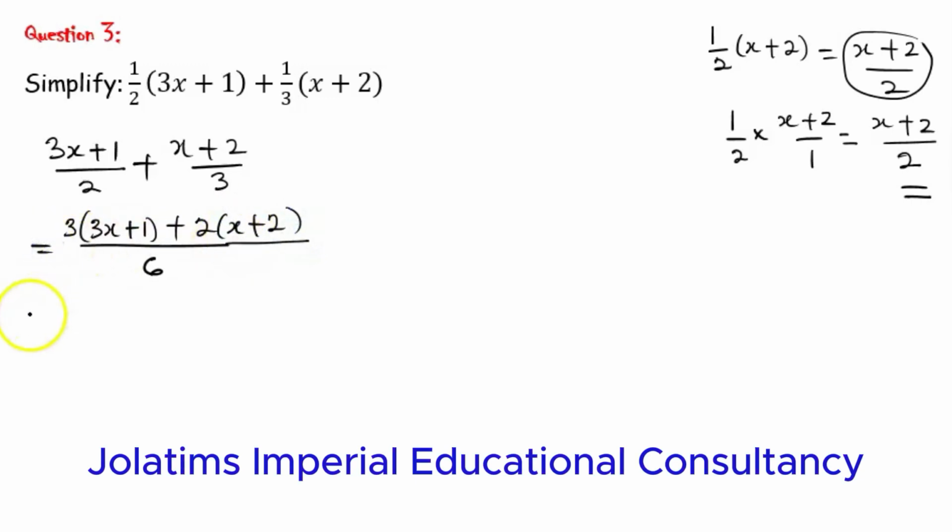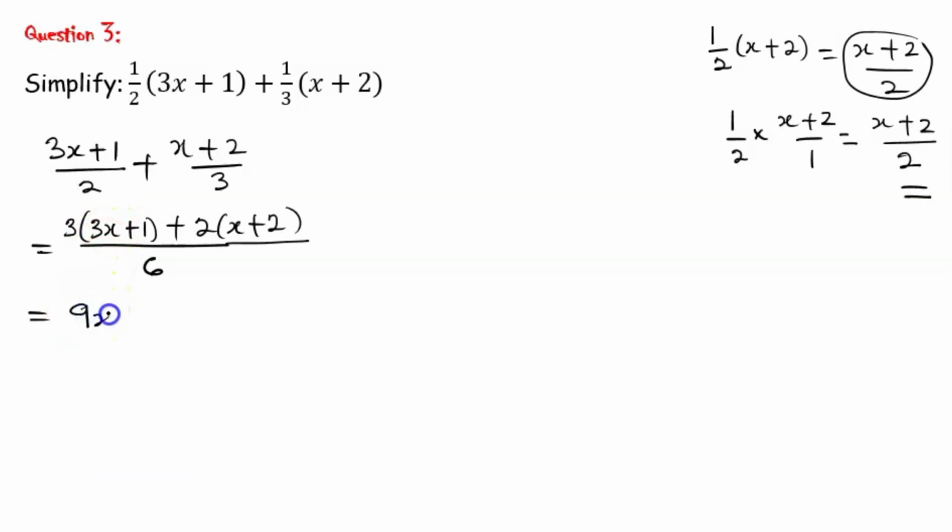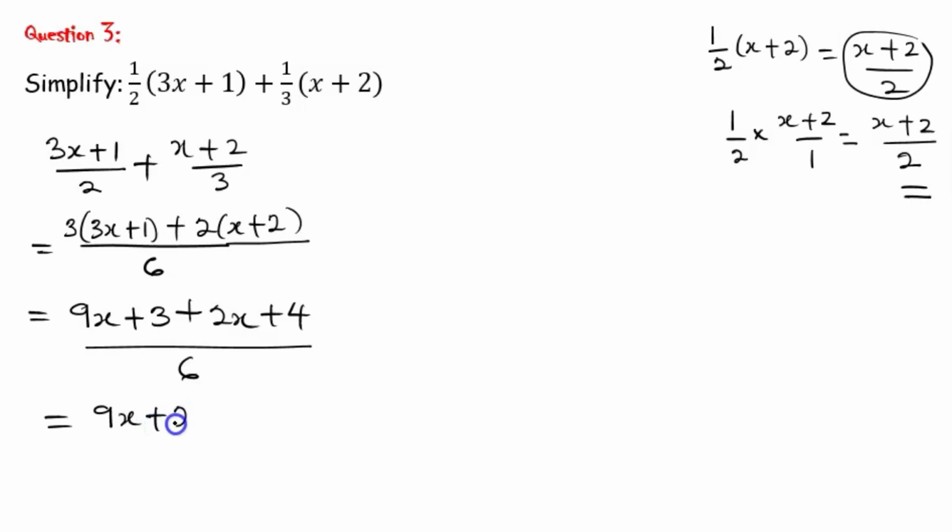All right, let's just go further. Let's simplify this by removing the brackets. So we are going to have 3 times 3x. Just focus on the constant: that's 9, then repeat the letter. Then 3 times 1 gives you 3, plus 2x, plus 4. Then everything is divided by 6. Now we collect like terms at the numerator: 9x plus 2x plus 3 plus 4, divided by 6. When you simplify further, 9x plus 2x is going to be 11x.